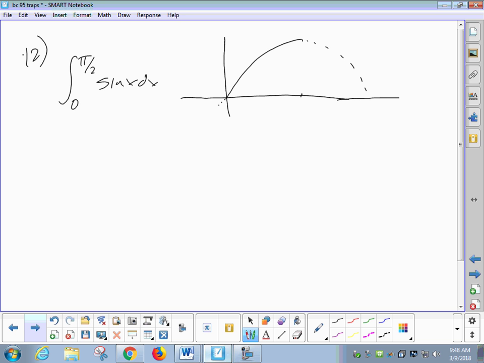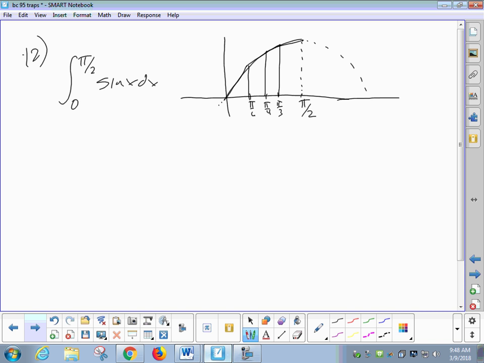And I want to then choose points that are known to me without a calculator. So what are some sine values that I could find between 0 and pi over 2 without a calculator? Pi over 6, pi over 4, pi over 3. 1 trapezoid, 2 trapezoids, 3 trapezoids, 4 trapezoids. Okay, we can estimate. So here we go.